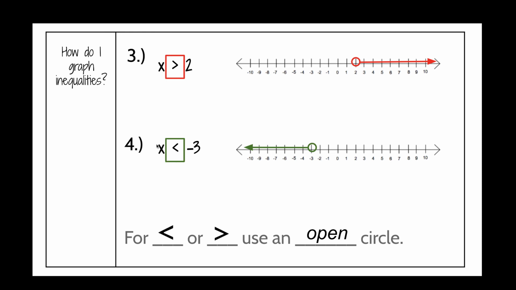Any questions that you have, write them on the left-hand side and make sure to ask them when we connect. Big thing here is on my graph, I have an open circle because my inequality sign is either a greater than or a less than. I'm not saying that the other value is equal to. Let's go to example 5 and 6.